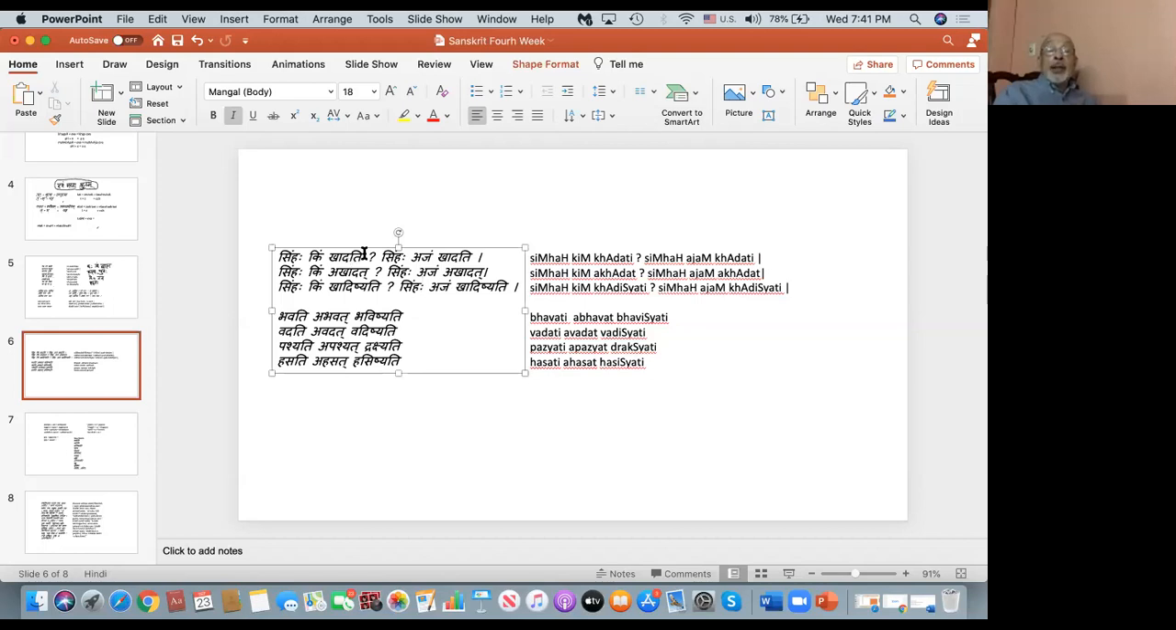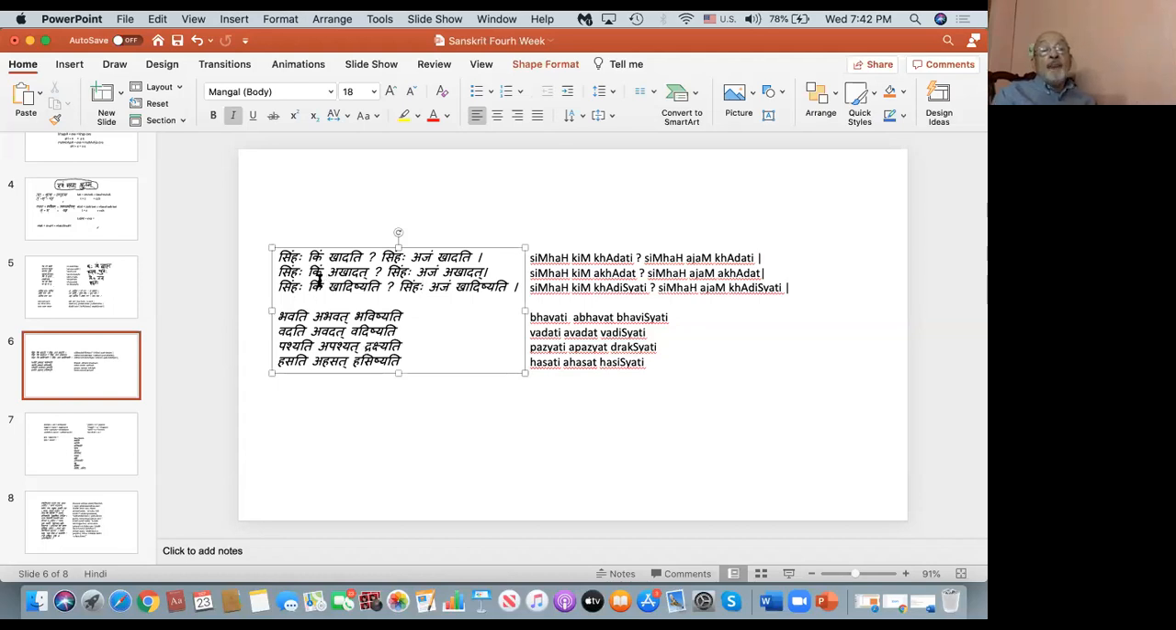So you know khadati, which is present tense, akhadat, past tense, khadishyati, future. However, in Sanskrit, quite often the present tense is used for the future. Only when the author wants to make sure that it is future, khadishyati is used. Occasionally khadati is used for the future as well: khadati, he eats, he will eat as well. So once you use khadishyati, you are 100% sure that it is future.